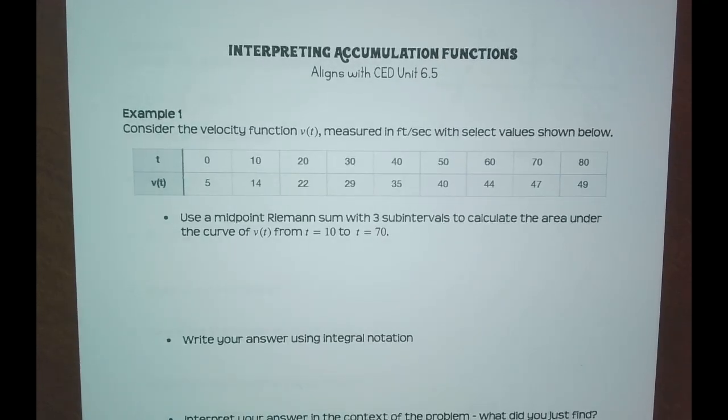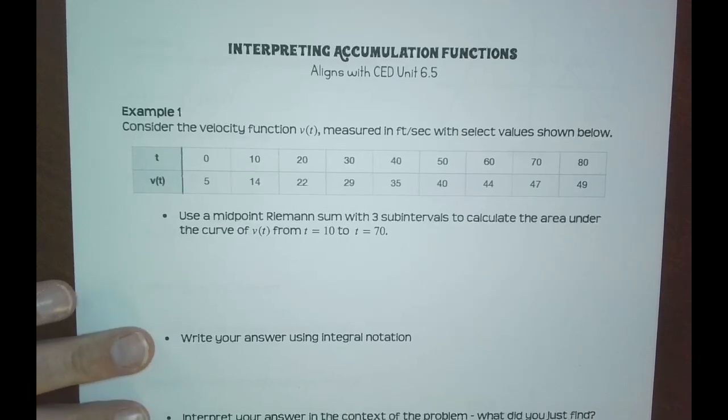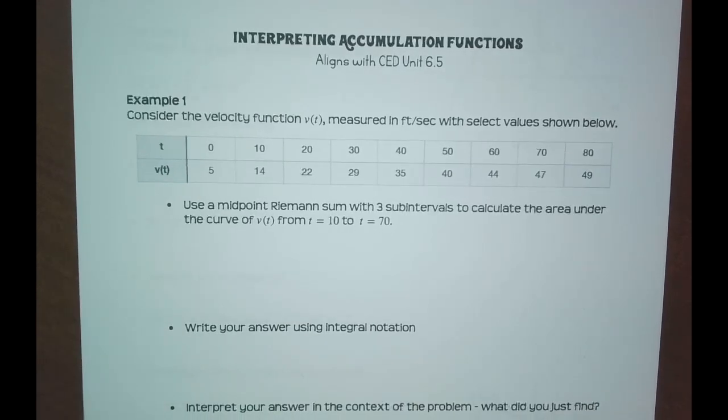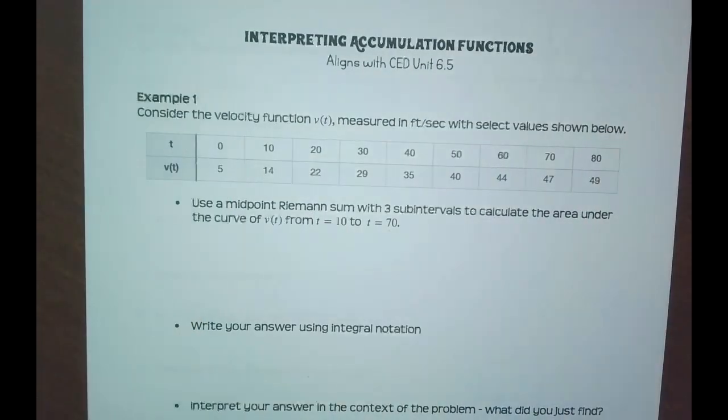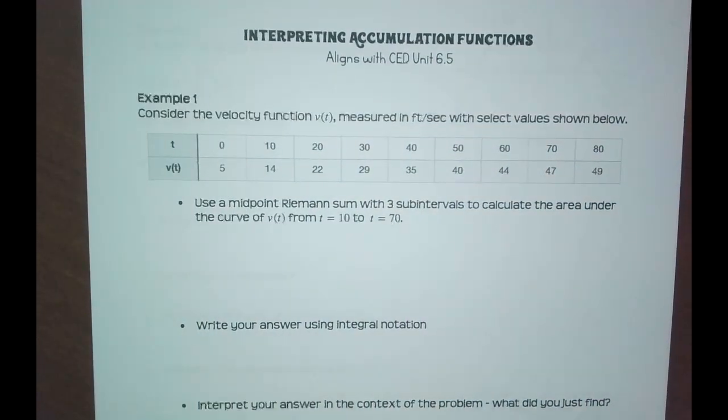So this first example is really kind of going back to some older stuff. I mean, it's great to review, but also really these interpretation questions down here are probably the most important thing here. So let's see if we remember how to find a midpoint Riemann sum. Notice that this is only asking us to go from 10 to 70, so we're kind of leaving these two things out. Now would be a great time for you to pause the video and see if you can get this on your own.